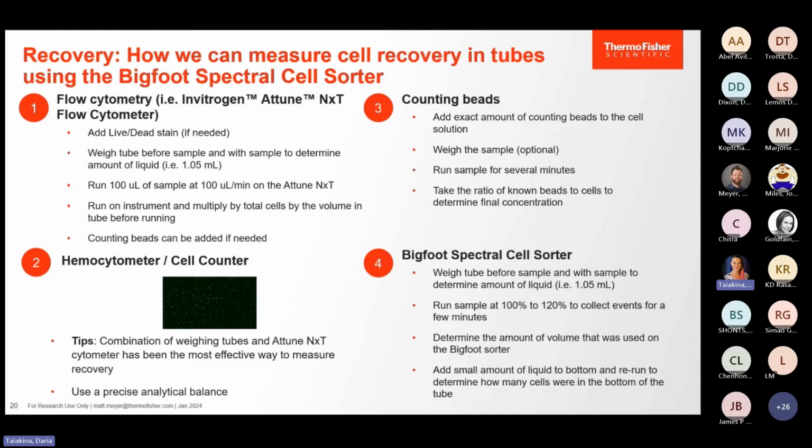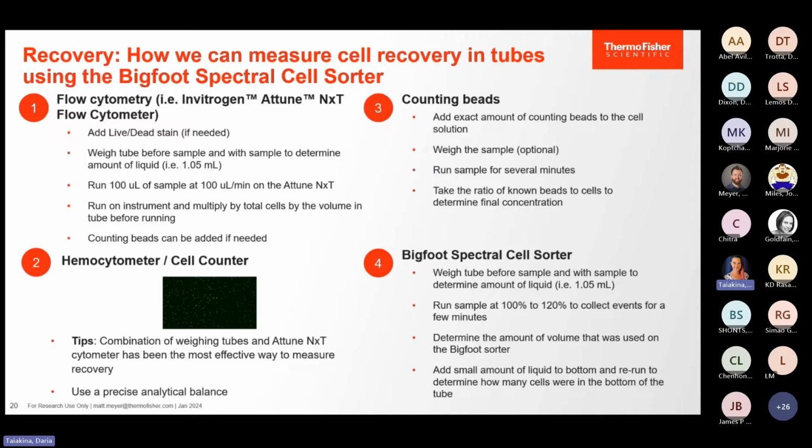You could use a flow cytometer, whether something that's volumetric, like a volumetric analyzer, like the Attune NXT. That's pretty common. What you do here is you weigh the tube to get the volume of the fluid in the tube, and then you run, say, 100 microliters of your sample, and then you reweigh your tubes. So you know how much volume you have, and then you basically capture your gate. That gate tells you how many cells you have per microliter, and then you just multiply that amount by the total volume that was in your tube originally.